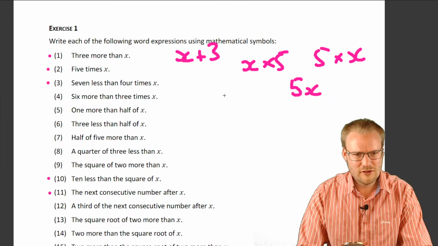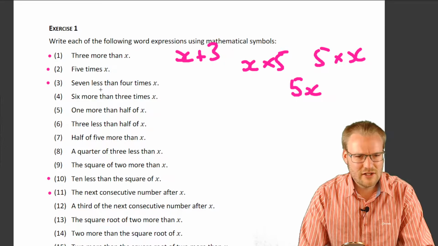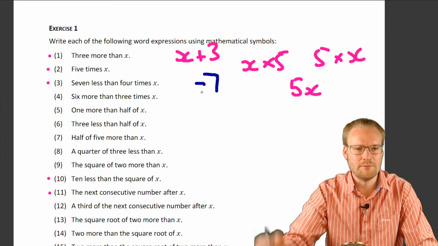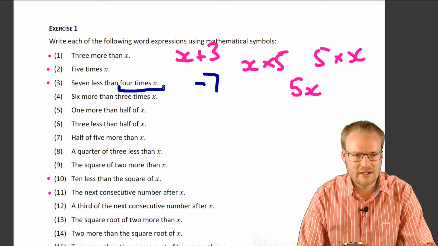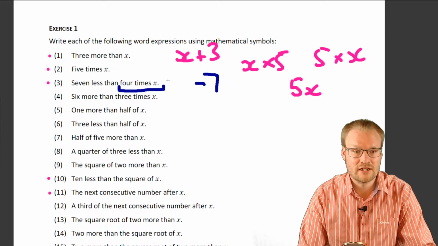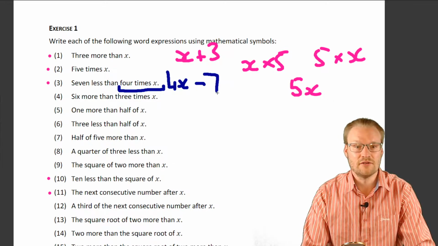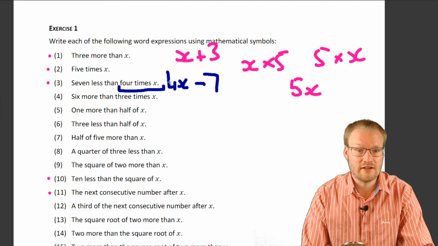Okay, so you've put your answer down and let's run through it. 7 less than 4 times x. So 7 less, I think, means that we're subtracting 7. But what are we subtracting 7 from? Well, 4 times x. Now notice that the 4 times x is 4x, and the times comes before subtracting. So we're taking our 4 times x and we're subtracting 7. So we would write that as 4x minus 7. That's 7 less than 4 times x.